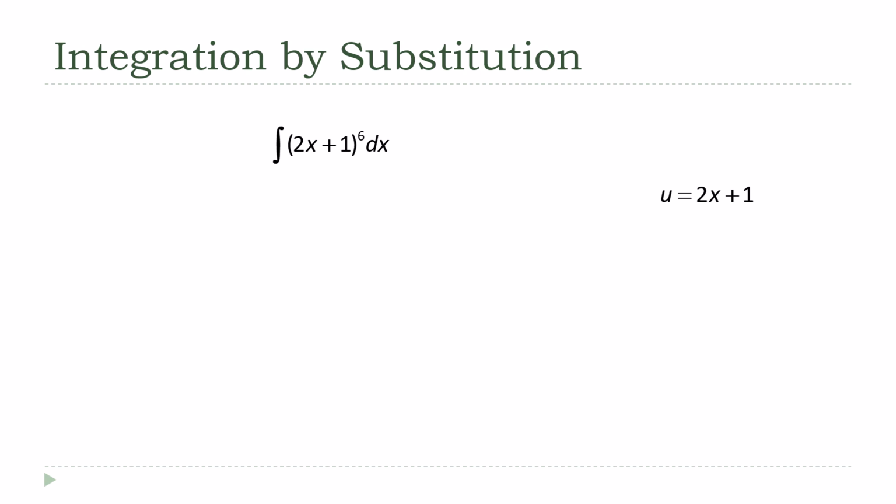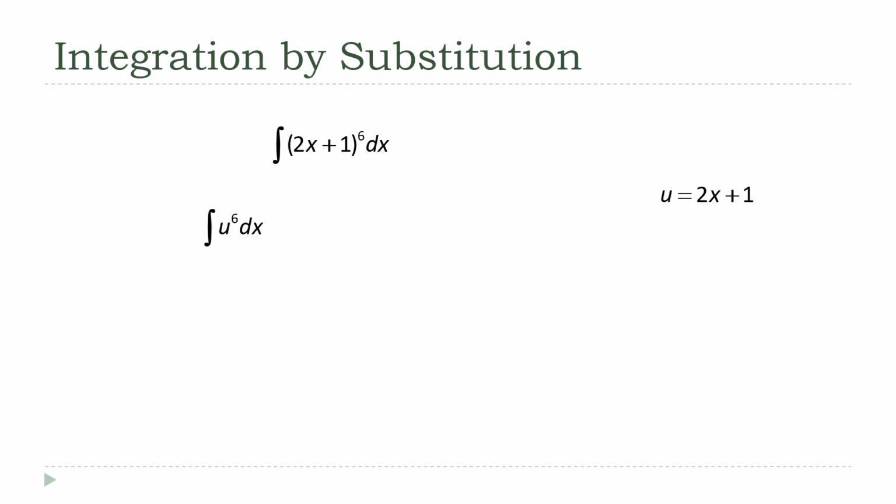So here's what's going to happen when I make that substitution. This is going to become the integral of u to the 6th dx. Okay, that's progress, but I still have a problem. I'm integrating with respect to x here, which doesn't match my variable. But I can fix this. Go back to the substitution.